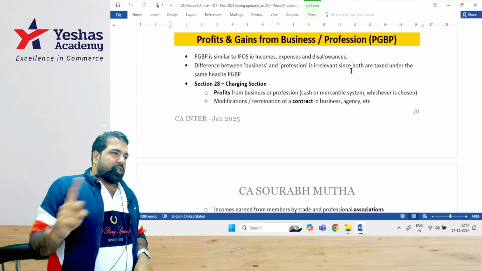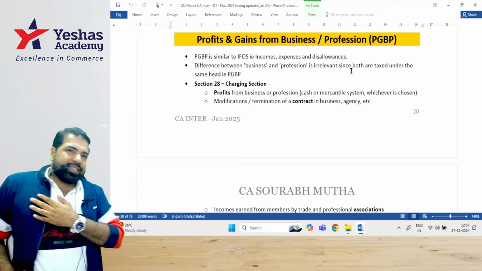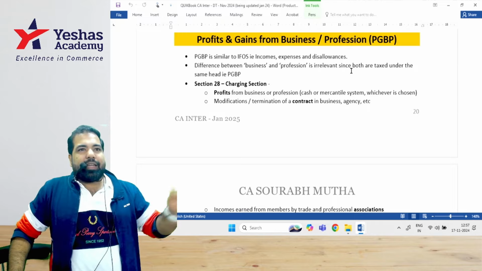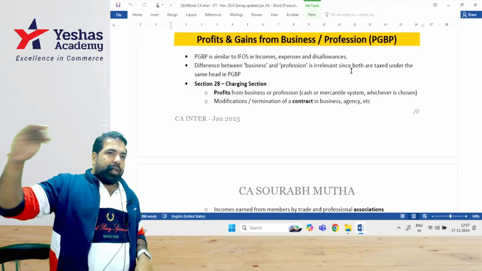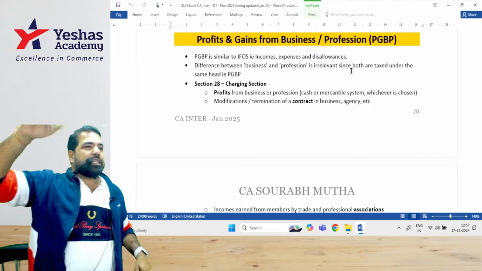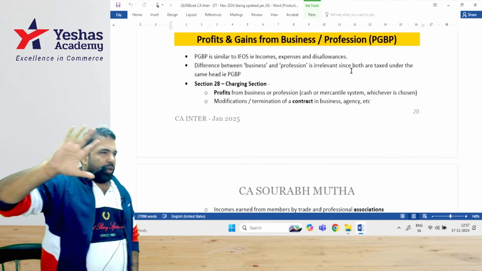So low cash transaction, higher limit. Now, guys, when you cross that limit, example as a CA, let's say I don't take any cash, then what is the limit? 75 lakhs. If I don't take any cash, what is my limit? 75. Let's say my turnover is 85. Then I need to go for an audit. Are we okay with this, guys?